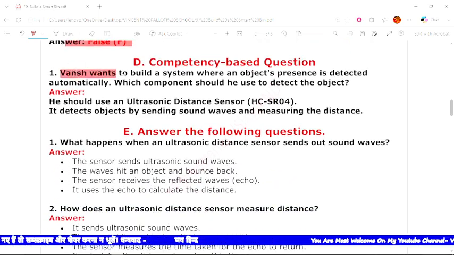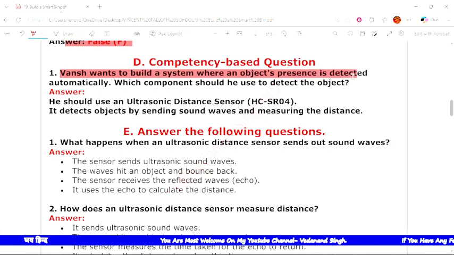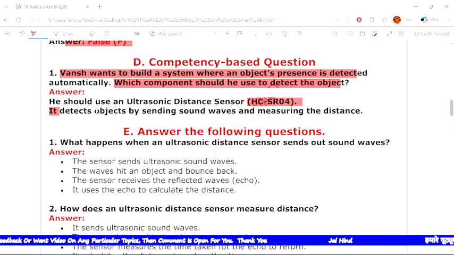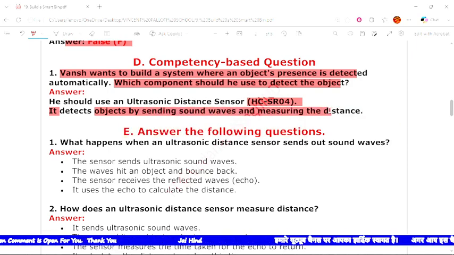D-type question, competency based question. One wants to build a system where an object's presence is detected automatically. Which component should he use to detect the object? Answer. He should use an ultrasonic distance sensor, HC-SR04. It detects objects by sending sound waves and measuring the distance.